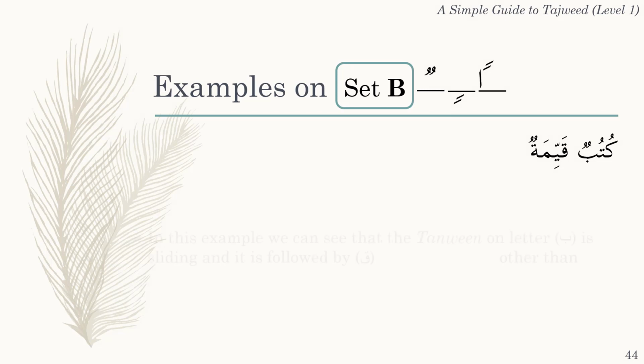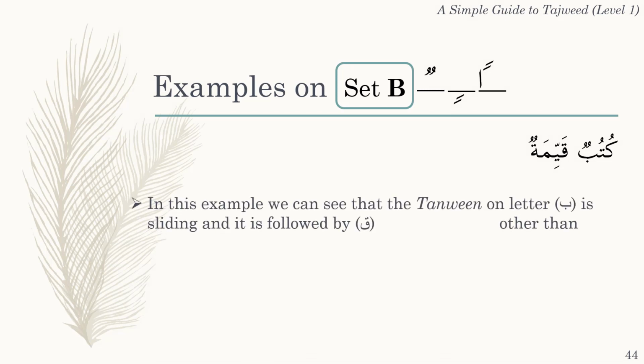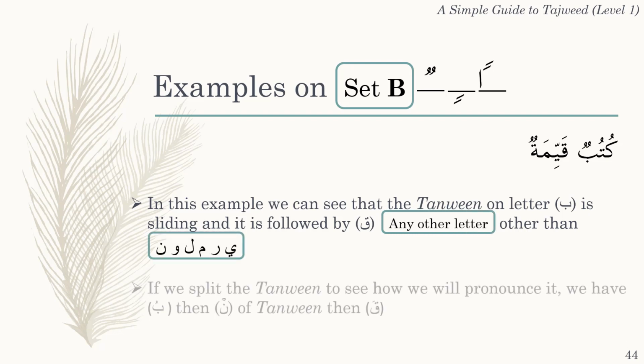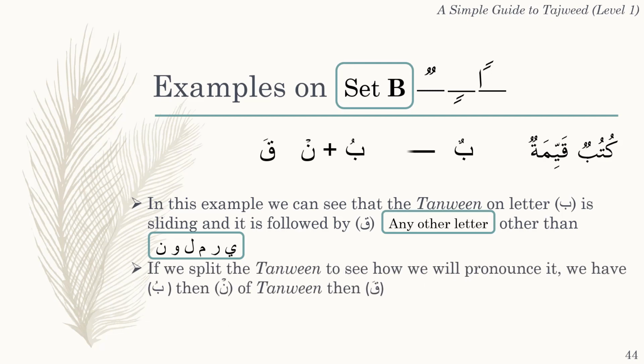Here is another example. In this example, we can see that the tanween on letter ba is sliding, and it is followed by qaf, which is part of the any other letter group, other than yarmulun. If we split the tanween to see how we will pronounce it, we have ba with dhamma, then noon sakana of tanween, then qaf with fatha.